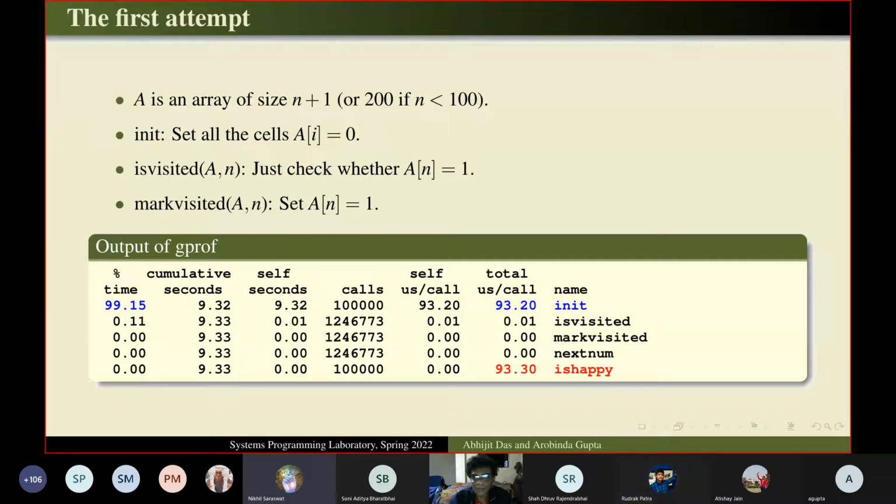We will see. Let us make some 2-3 more attempts and see how we can improve this. But one thing is obvious. This profiling says that I have to do something about this init function.